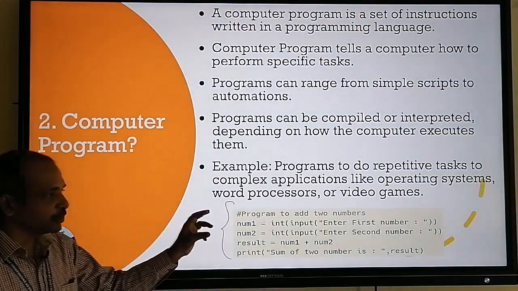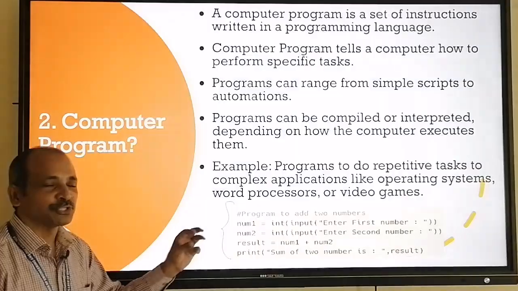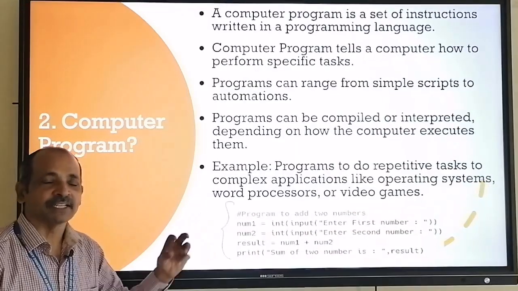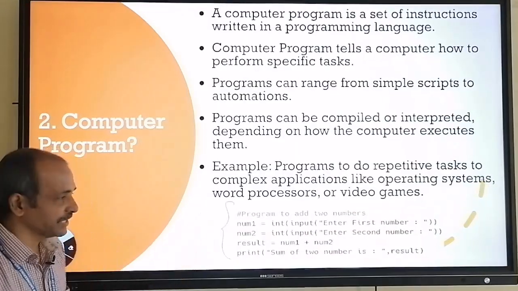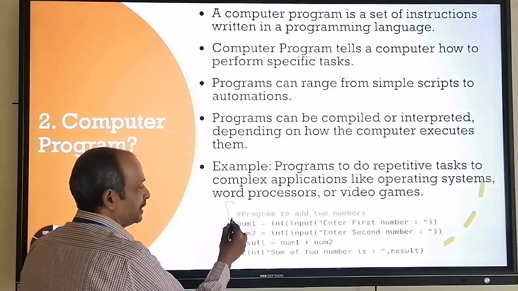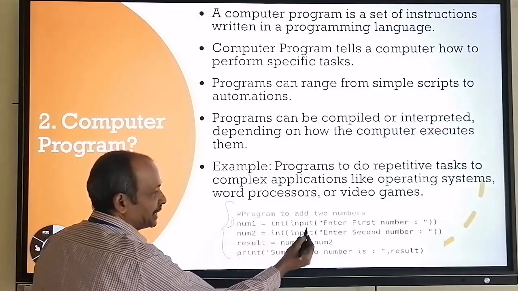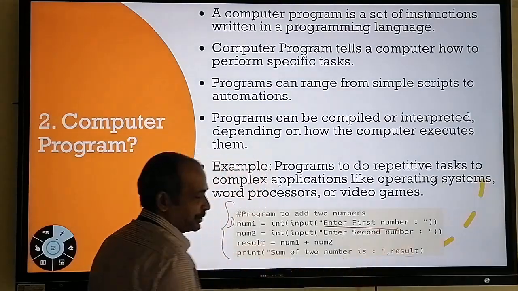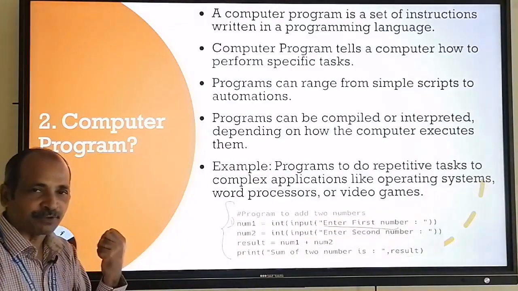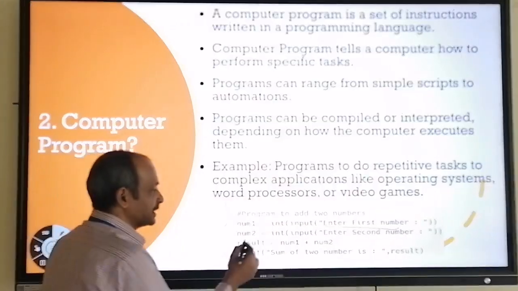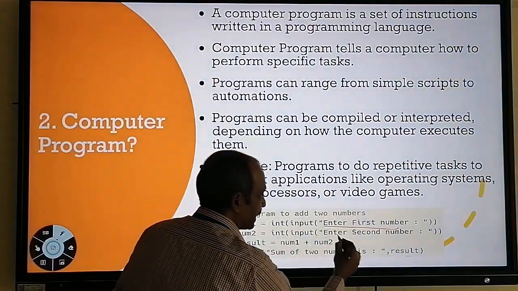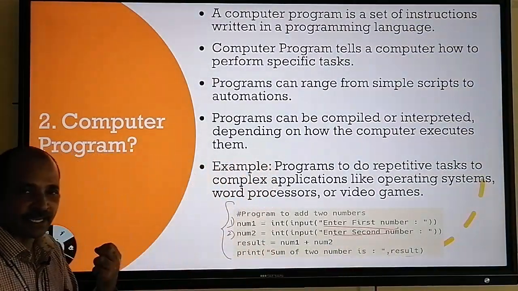This particular program is going to add 2 numbers and then the result will be printed. For example, in line number 1, I'm getting the input from the user: enter the first number. Then in the second line, enter the second number, I get the second number from the user.